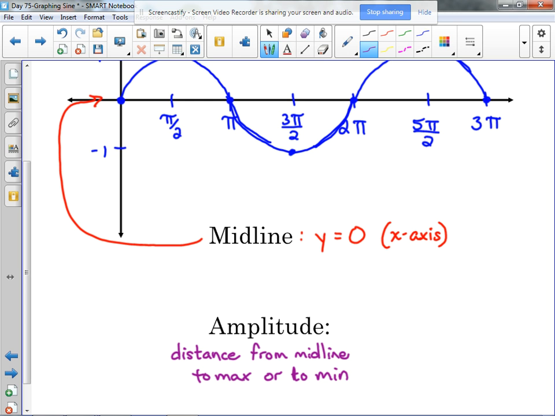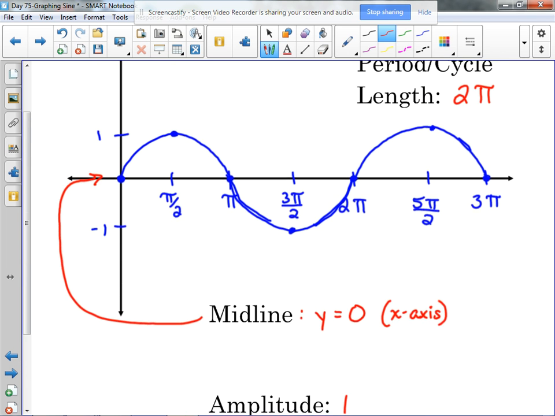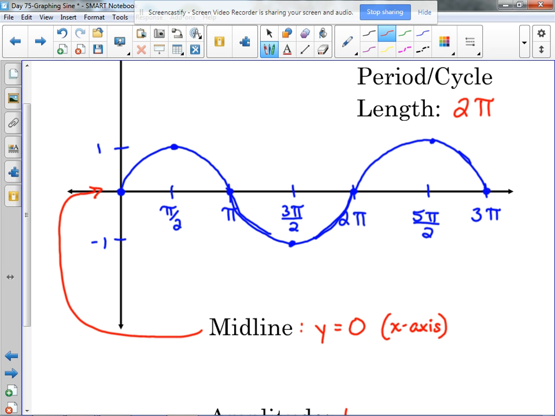So the standard amplitude for your sine of x function is 1. From the middle to the top, that's 1 unit, or from the middle to the minimum is 1 unit. So these are the standards. We're going to look at changing those, translating this function. Some of these 3 things will change in one scenario, some in another, but we're going to look at how those change. But these are the standards. The period is 2 pi, the midline is the x-axis, or y equals 0, and the amplitude is 1.